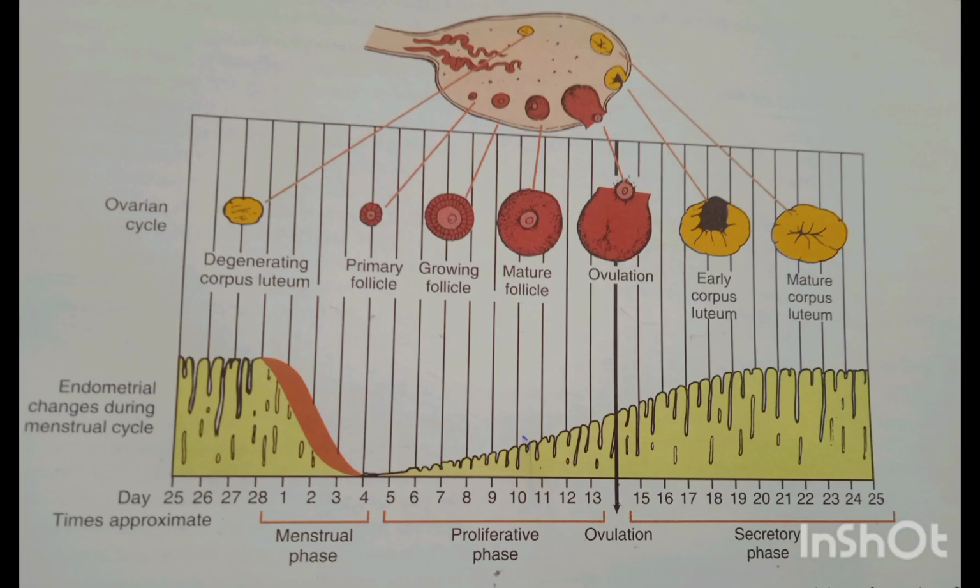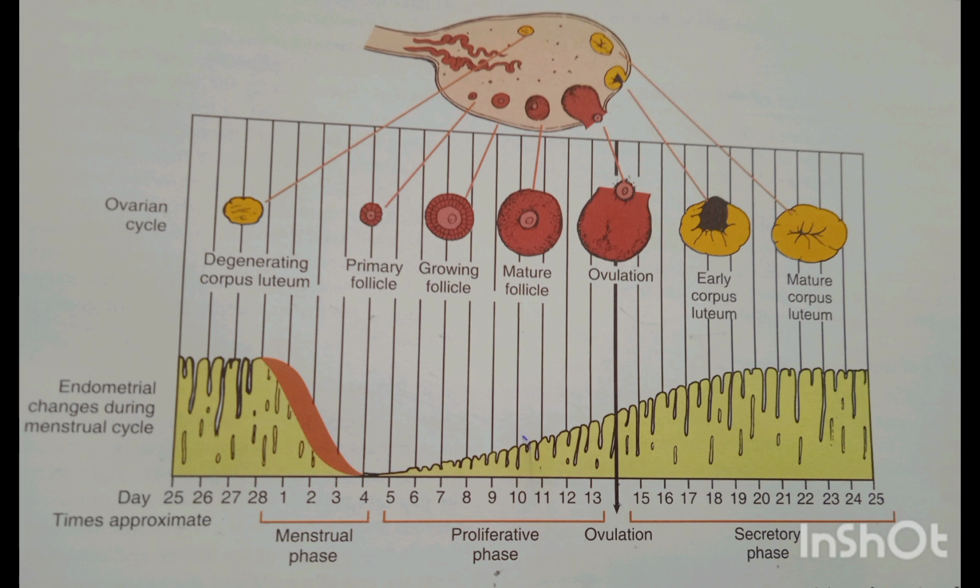If you see from this diagram, on the 14th day ovulation takes place, as I already told you, and in the secretory phase, the thickness of the endometrial layer is increasing further from the 15th to the 25th day. That means nearly 11 to 13 days the size further increases. The thickness of the endometrium got increased.